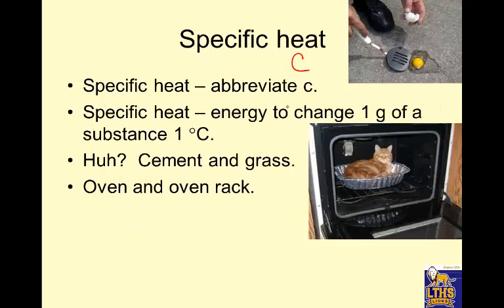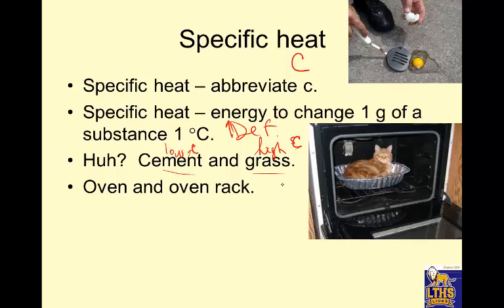Specific heat is abbreviated C, and this is a definition. Make sure you know the definition of specific heat: energy to change 1 gram of a substance by 1 degree Celsius. Okay. So let's talk about cement and the grass. Cement, if you stand on it, the heat goes into you pretty quickly because it has a low specific heat. The grass feels nice and cool because it has a high specific heat, a high C.